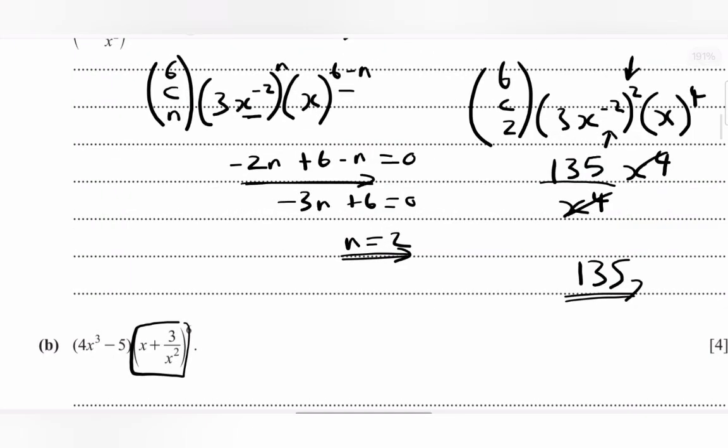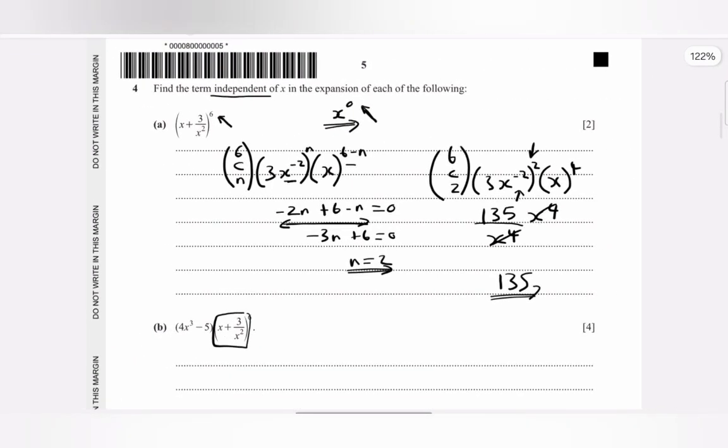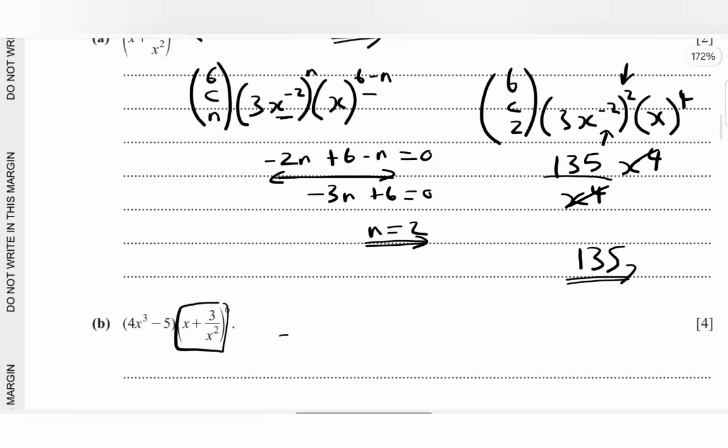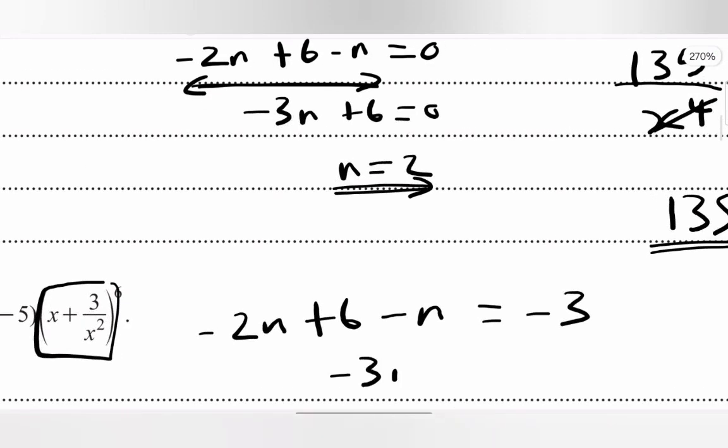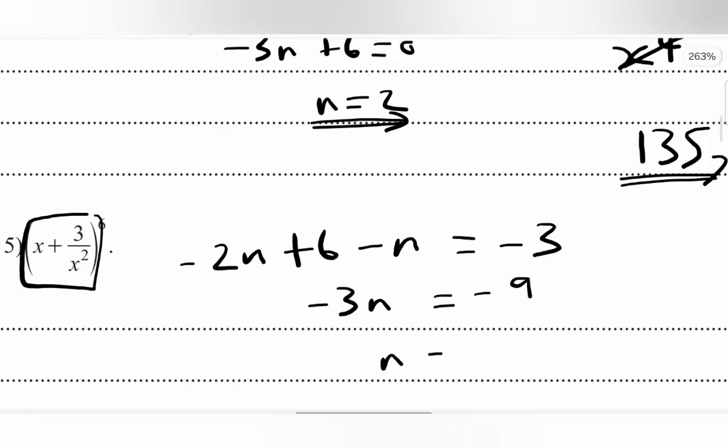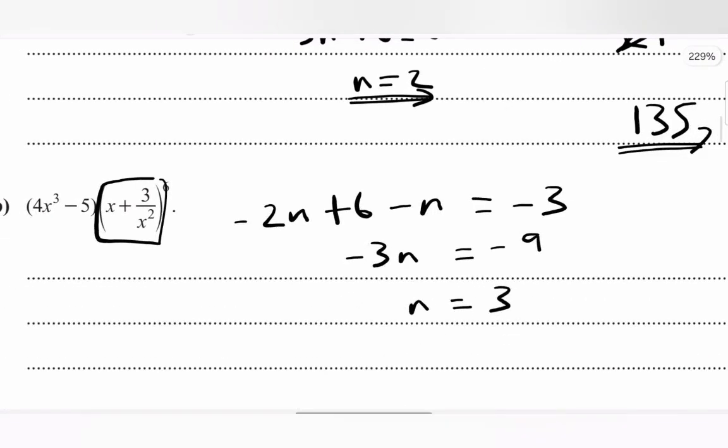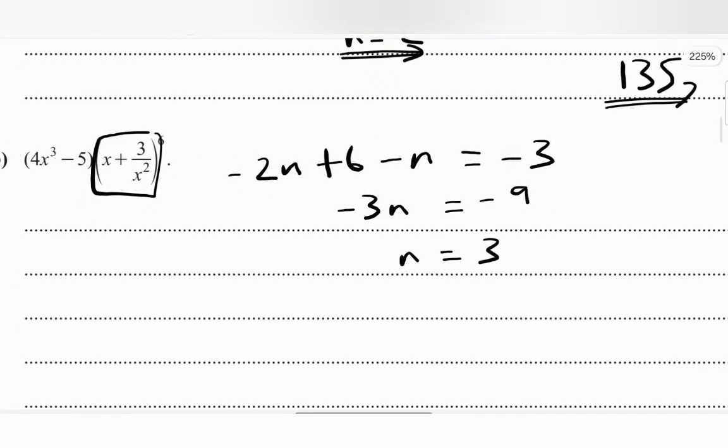to say, if we don't know the number to choose from 6, but to get it, we can say that minus 2n plus 6 minus n is now equal to minus 3, because we're looking for a term in x to the power minus 3. So minus 3n should give us minus 9, and n is 3. So we now know that if we choose 3, for that we get a term in x to the power 3. So that's our 6 choose 3.